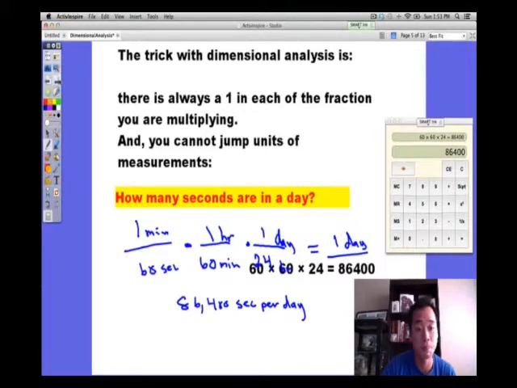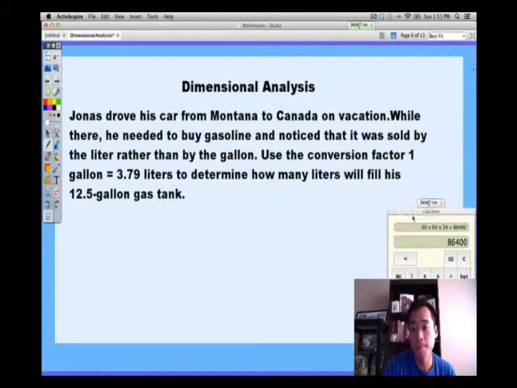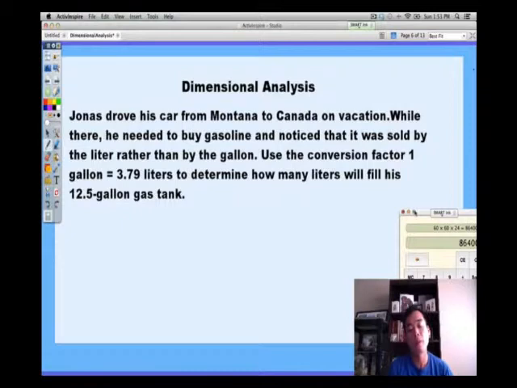The next example, the word problem. Jonas drove his car from Montana to Canada on vacation. While there, he needed to buy gasoline and noticed that it was sold by the liter rather than by the gallon. Use the conversion factor of 1 gallon to 3.79 liters to determine how many liters will fill his 12.5 gallon gas tank. So this is one of those cool word problems that actually give you your conversion factor.